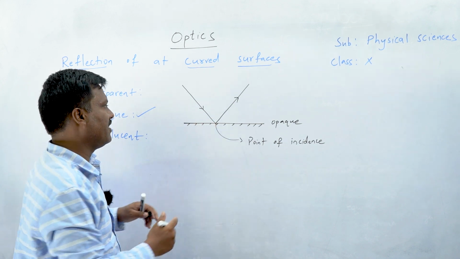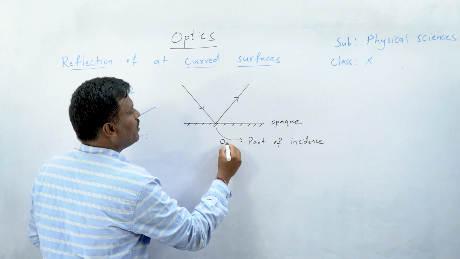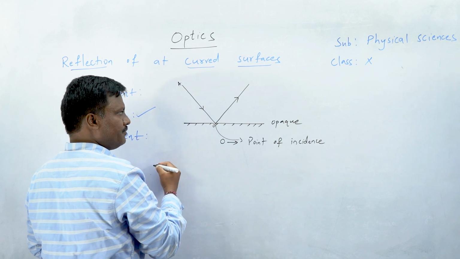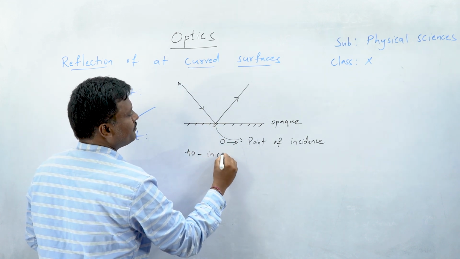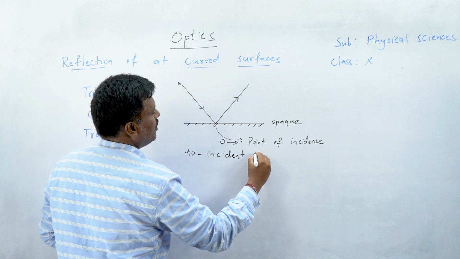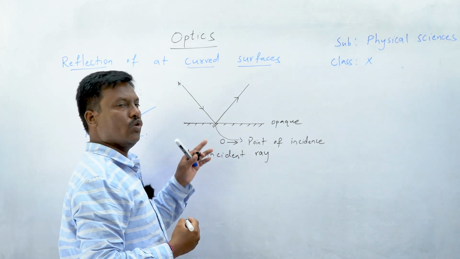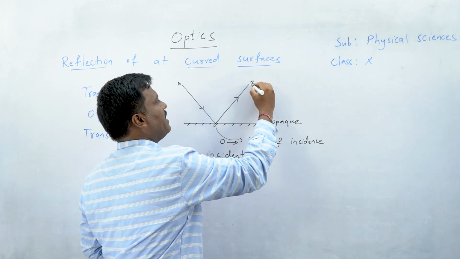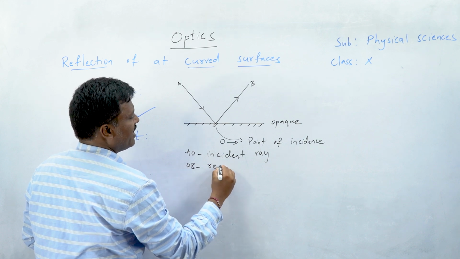Let's say that point is O. Here O is the point of incidence. The ray comes from A. Now AO is called the incident ray. From O, the ray bounces back to the same medium, along OB. So OB is called the reflected ray.